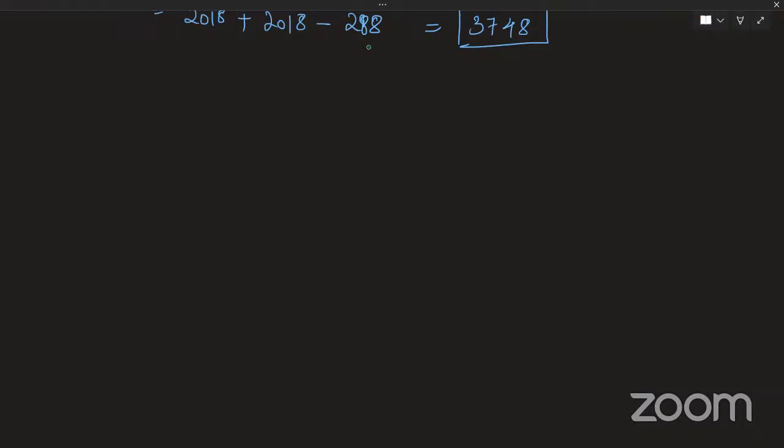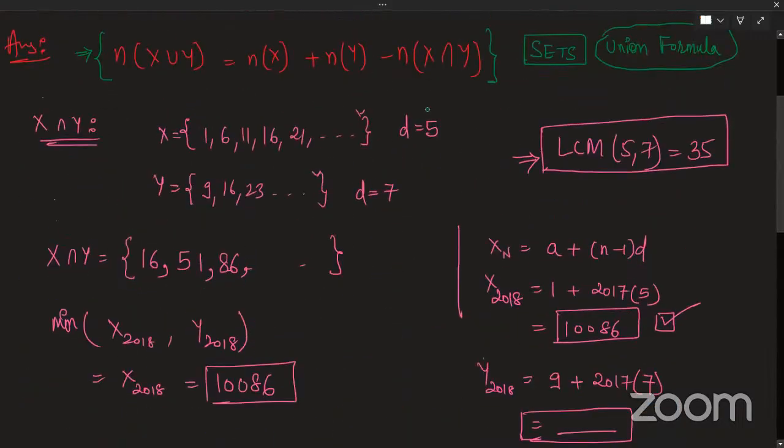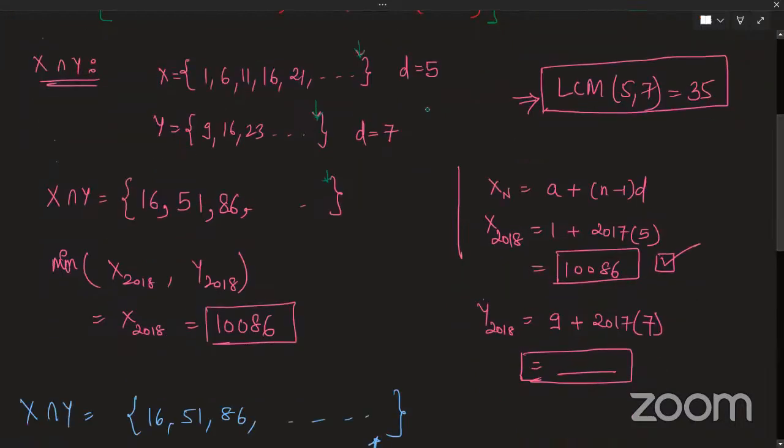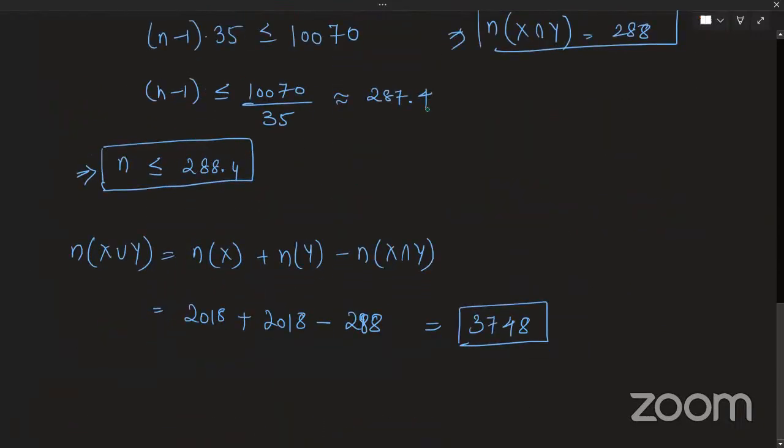So, the number of elements in X intersection Y. What is happening is my set X will proceed till a last number of 10086, and my Y will also go till a last number. When I'm calculating X intersection Y, I will only go to the minimum of these two numbers. I already know that X of 2018 will be definitely a lesser value, so I only have to go till 10086. When I go till there, I know that my intersection has 288 values.